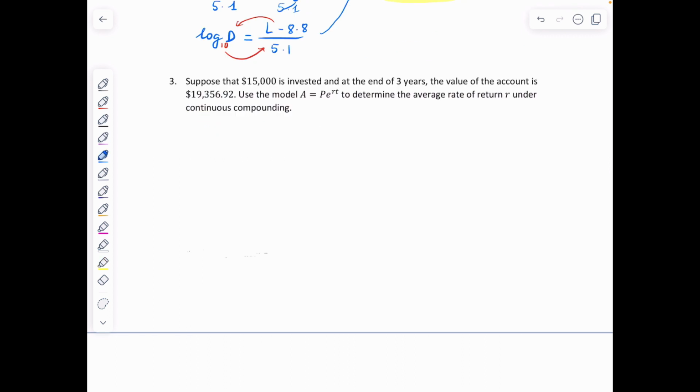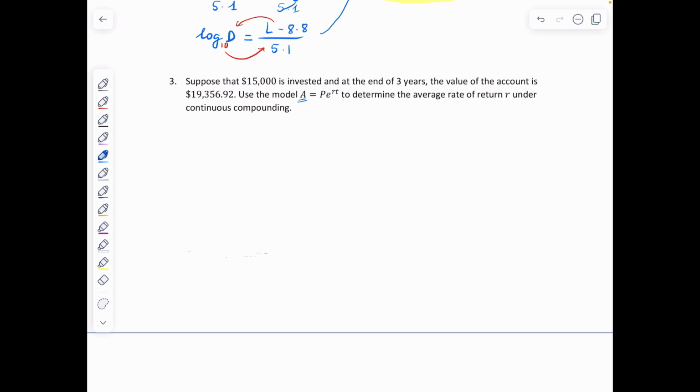Our final problem today, we are going to look at continuous compounding. Suppose that $15,000 is invested, and at the end of 3 years, the value of the account is $19,356.92. Use the model A = Pe^(rt) to determine the average rate of return r under continuous compounding. So this time, we are not looking for the time, the number of years. We're going to look for the rate r. So let's set it up.